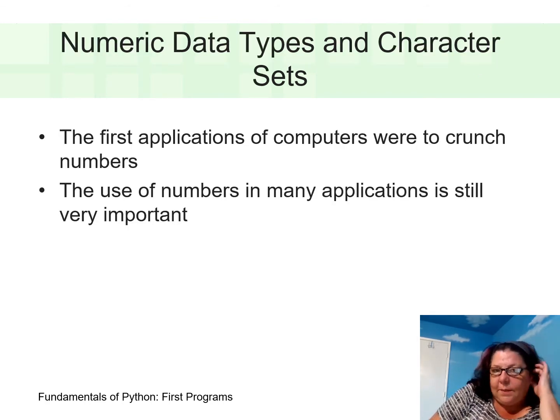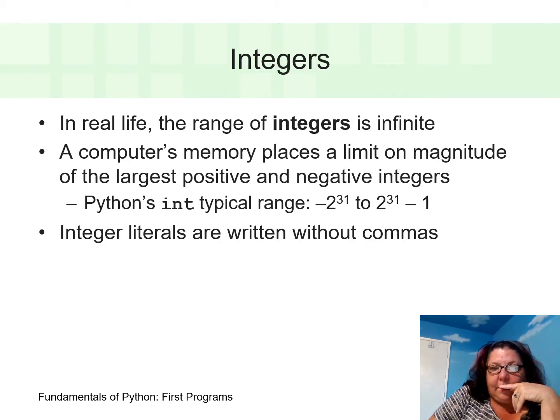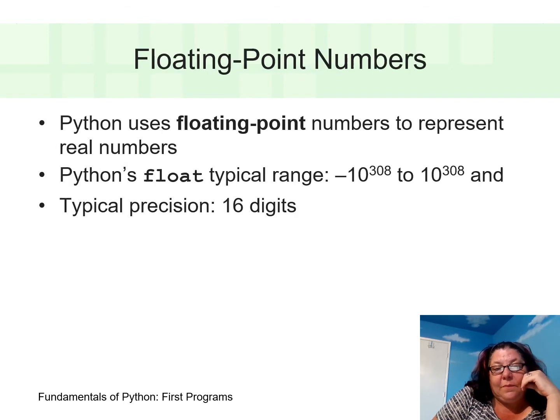Okay, so let's talk about some numeric data types in here. Integers in real life, the range is infinite. But a computer has memory issues where infinite is not a possibility, even though it can handle very, very large numbers. We're talking about 2 to the 31st power, which extends out pretty far. Integers are written without commas.